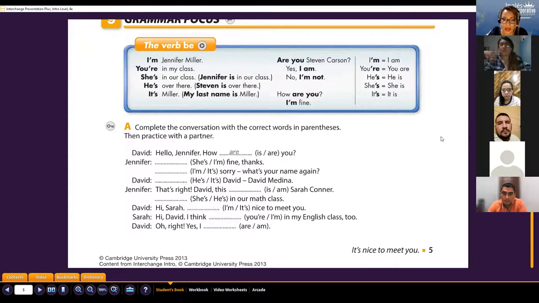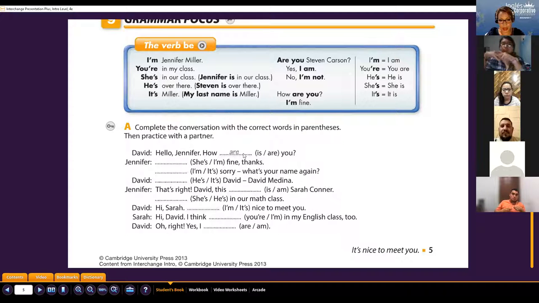Okay, in regards of this, esto es básicamente lo que acabamos de ver. Recuerden que se puede sustituir el pronombre por el nombre. Y si es así, o se usa pronombre o se usa el nombre, pero no se juntan las dos cosas. Aquí tienen un ejemplo, she's in our math class. O podemos sustituir este she por el nombre de la persona, en este caso Jennifer. Jennifer is in our class. And that's it.